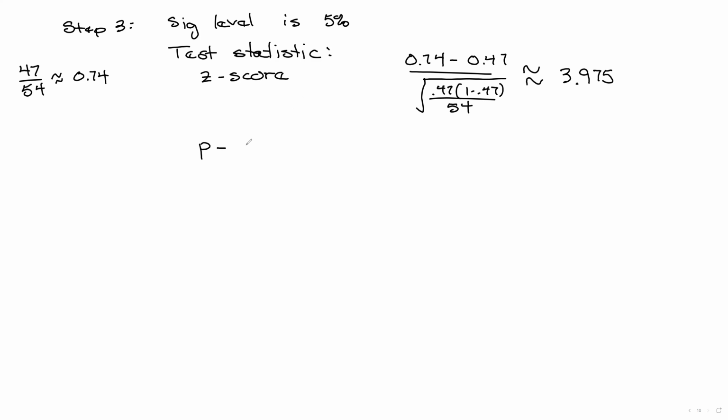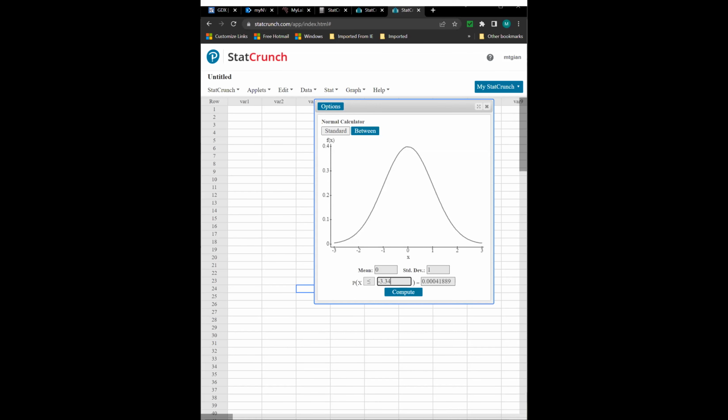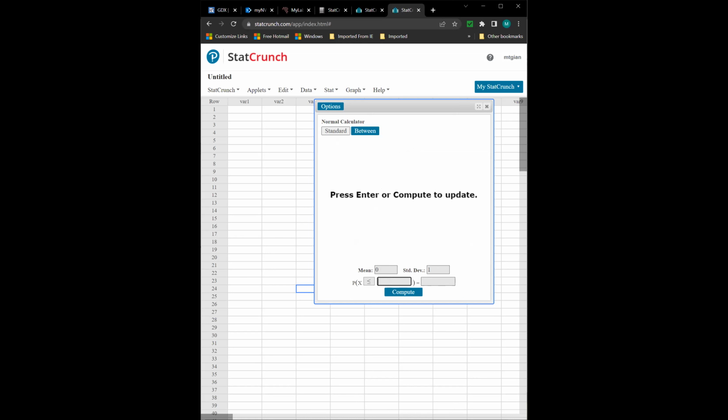All right, and then to get the p-value, we break out the calculator. We got 3.975. That's what we got to remember, 3.975. And this time the alternative hypothesis is greater. So the probability of getting a result that's greater than the 3.975 z-score is 0.000035.